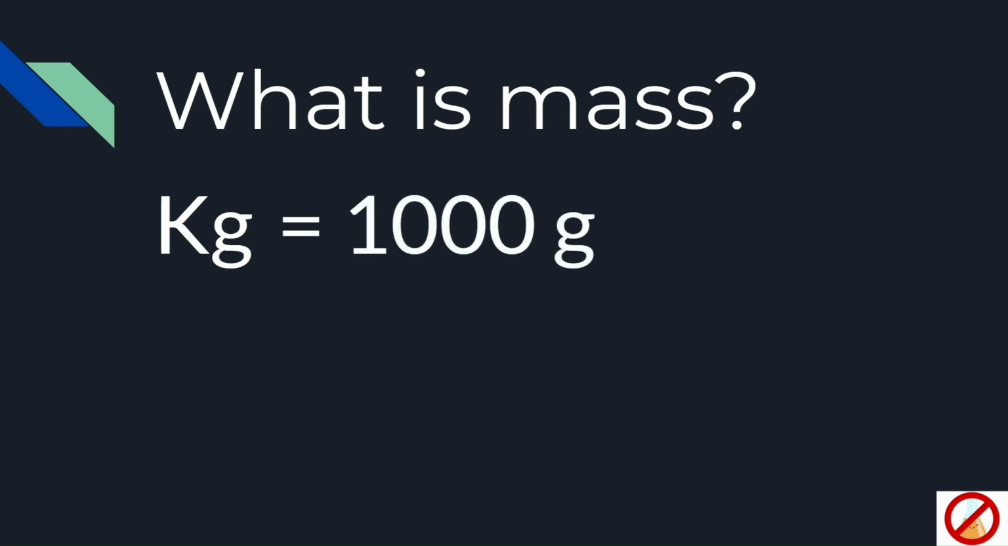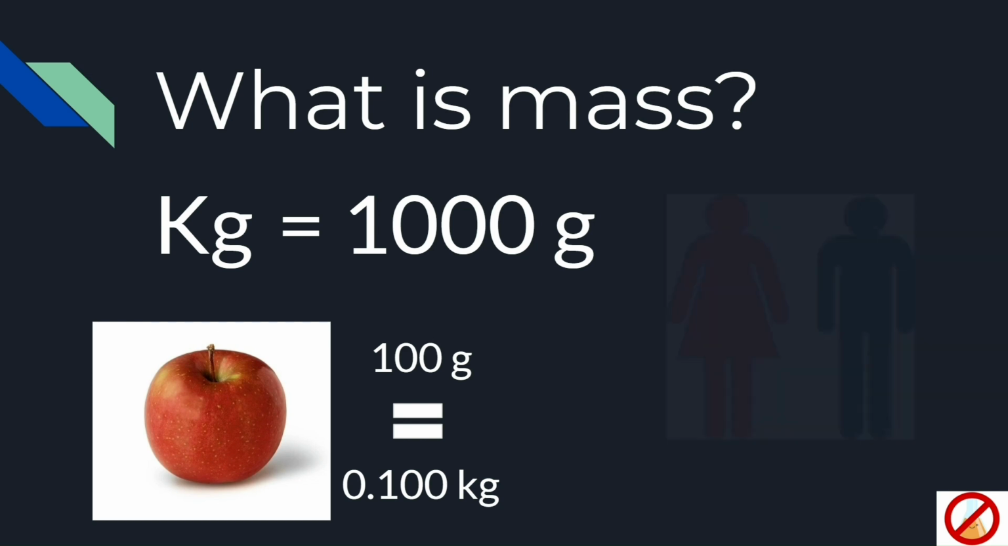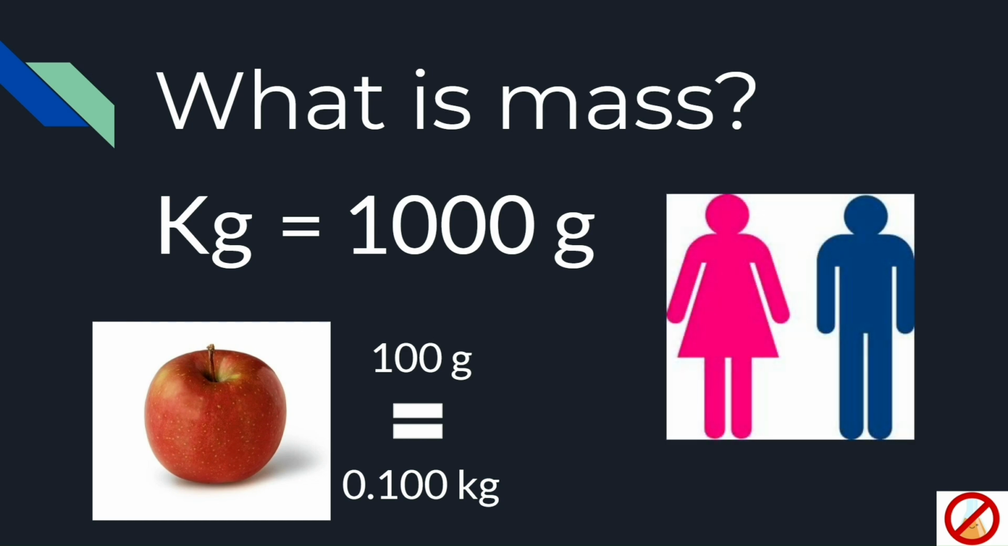And we need to be familiar with converting from kilograms to grams because it's really common for units to change in physics. So let's take an example like an apple. An apple, the mass is usually 100 grams. And that would equal 0.1 kilograms. And an average female would be 55 kilograms, while an average male would be around 75 kilograms. So this is pretty basic. It's a pretty simple concept. It's basically how heavy something is.